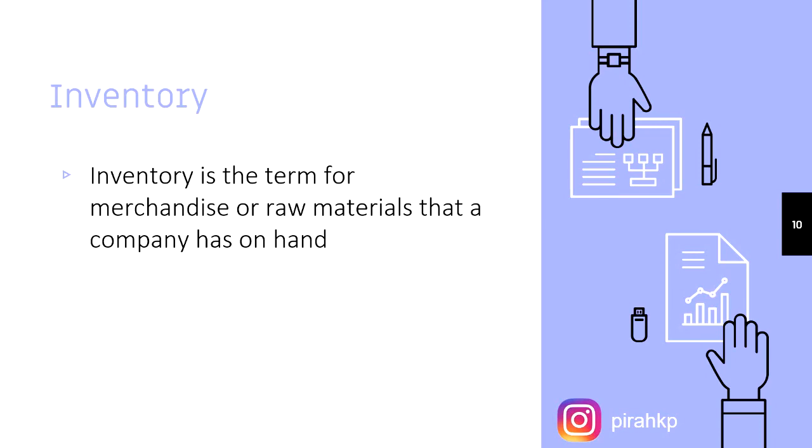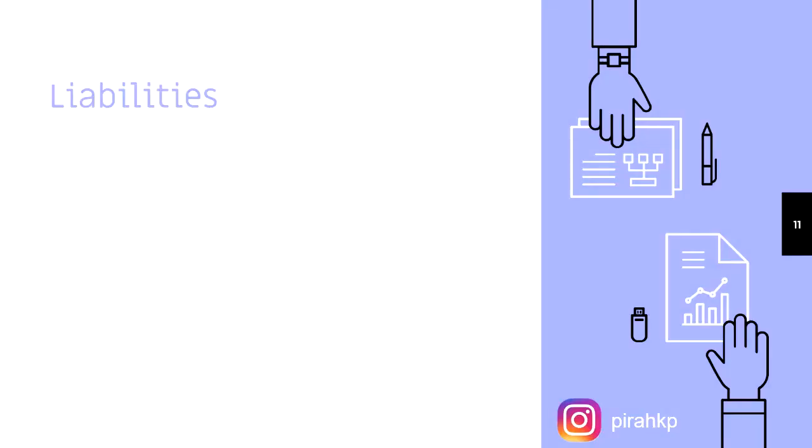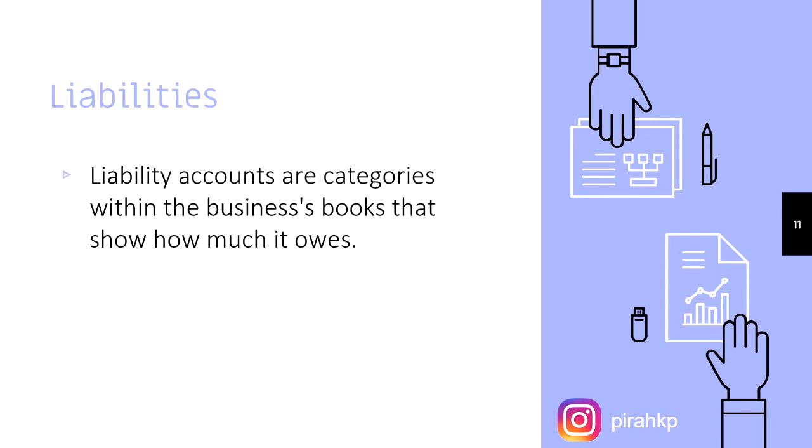Now we are going towards liabilities account. Liabilities mean how much you owe someone. Liability accounts are categories within the business books that show how much it owes. Alright? So now we are going to study some of the categories that come under liabilities.